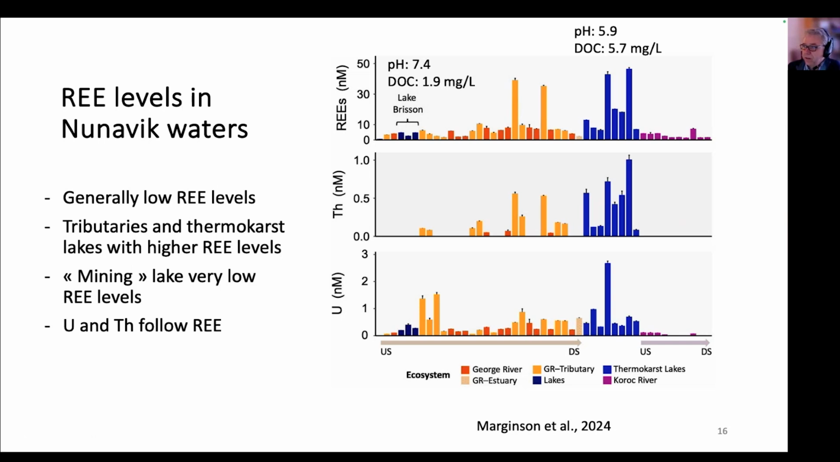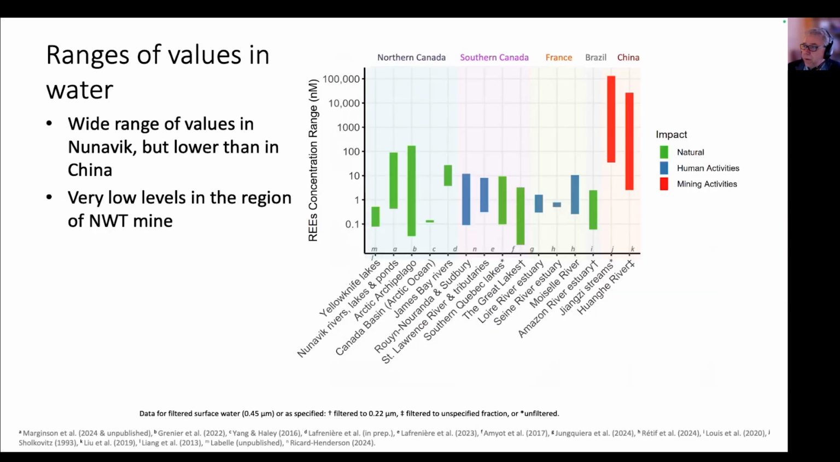We often present the data of REEs as combined or summed. That's what I've done most of the time in this presentation, but we could do lanthanum, for instance, or cerium. It would give very similar trends. We compare these concentrations in the water to others found elsewhere in the world. So here you have levels from northern Canada, southern Canada, France, Brazil, and some mining sites in China. This is a log scale, and you can see that the sites in China that are actively mining are quite high compared to the others.